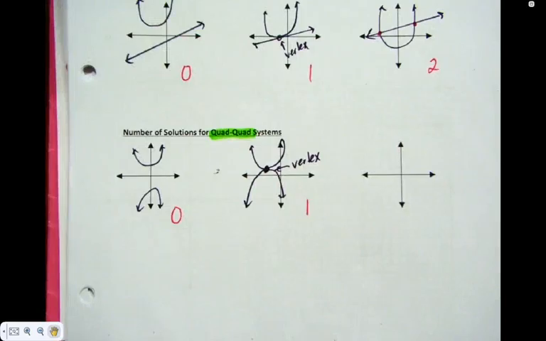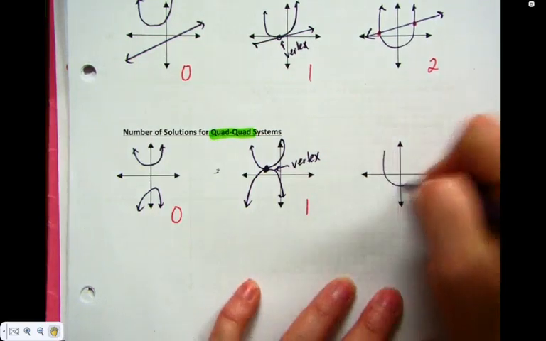What might the third situation be? And what would it look like if they cross twice? They overlap. So one goes up, one goes down.